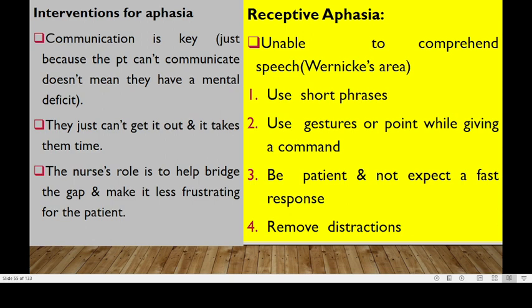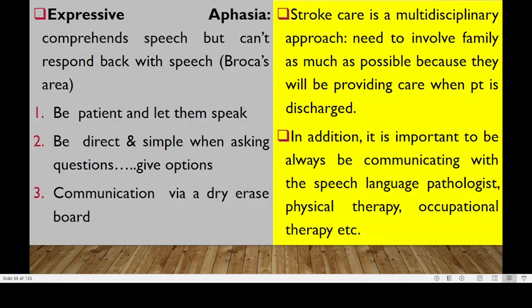For receptive aphasia, the ones with a problem in the Wernicke's area, they can't comprehend. You have to use short phrases, and use gestures or point while giving a command. You must be patient, not expect a fast response, and remove most of the distractions.